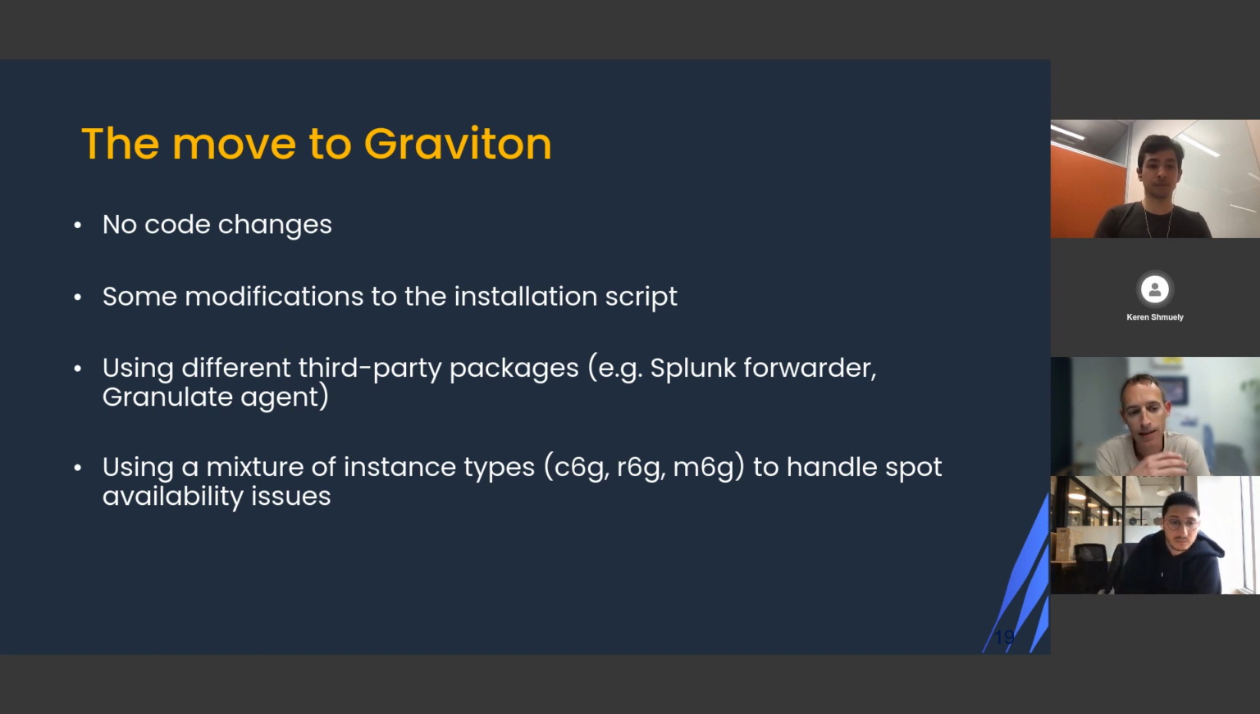We also had some issues at first with getting enough spot instances. All of our fleet runs on the spot instances. So we used a mixture of types. We used the C6G, R6G, and M6G, and that kept us safe on the spot area.